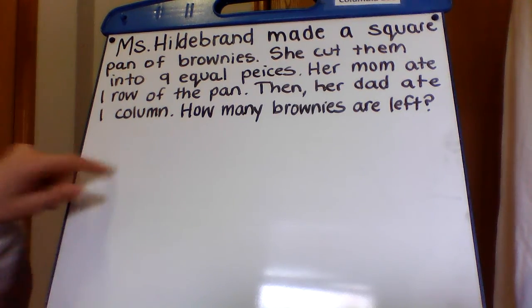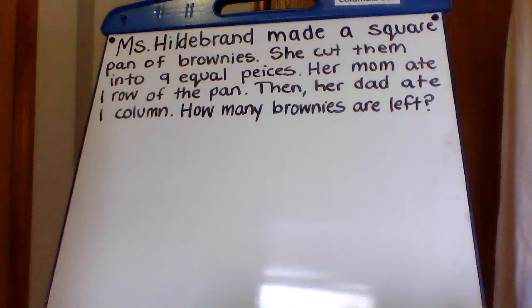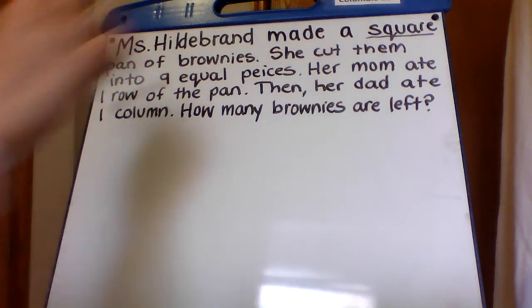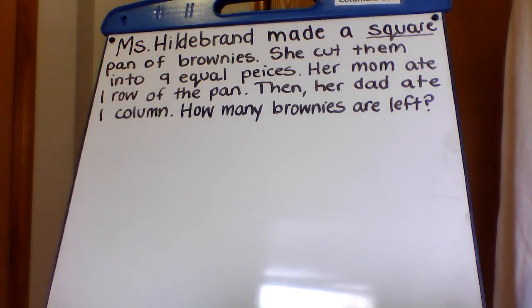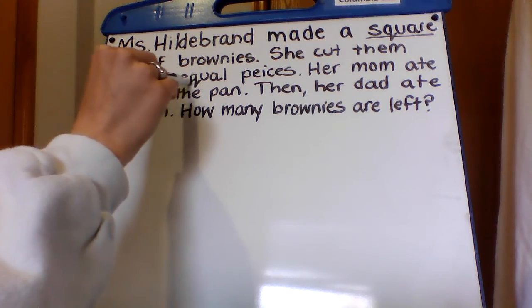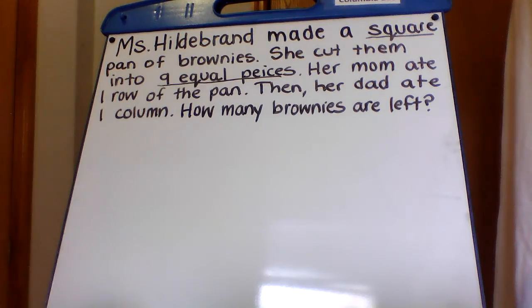And I'm going to start with this problem. So the first thing that caught my eye was that it's a square pan. So I know squares are equal on all four sides. Then I noticed that there are 9 equal pieces.